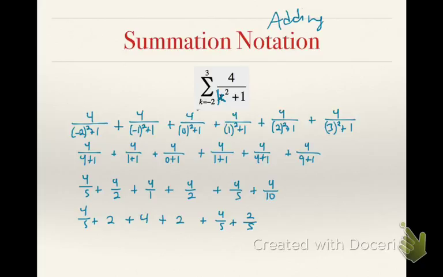Combining all the integers in this case, 2 plus 4 plus 2 gives me 8. The 4/5 plus 4/5 plus 2/5 gives me 10/5. Oh, this ends up being really nice. 8 plus 2, which is 10. So this summation has a value of 10.